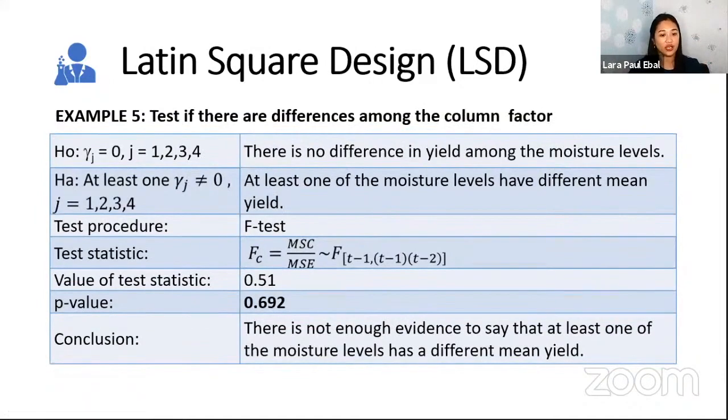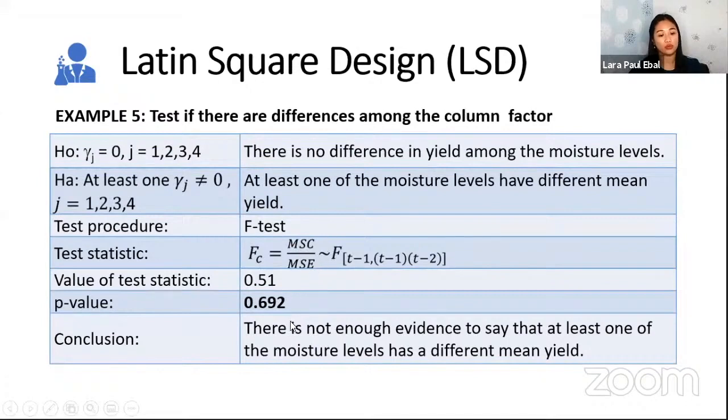And then another is no difference in the yield among moisture levels. So ito yung column factor natin, yung moisture level. So that's your H0. Then HA, at least one has a different mean yield. Okay. And then F test, ganun pa din. Yung ratio natin, the numerator has this MSC, okay, for the column factor.